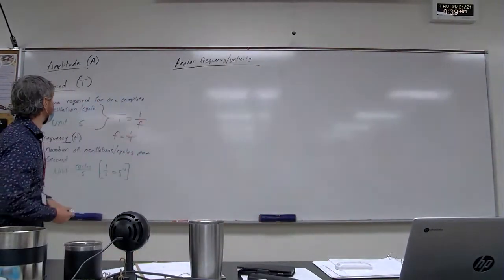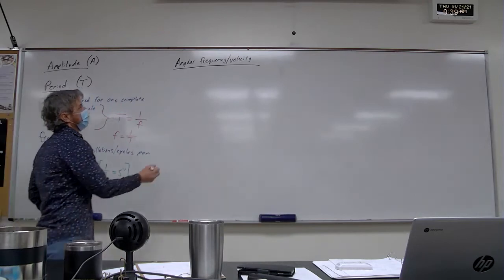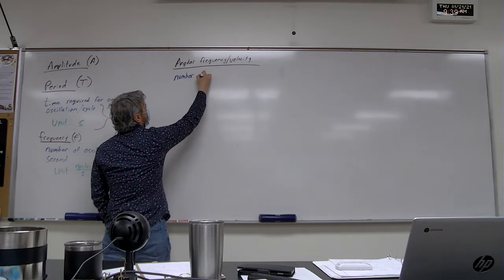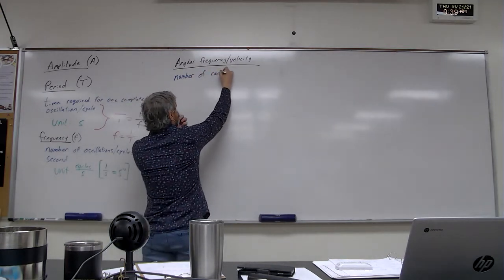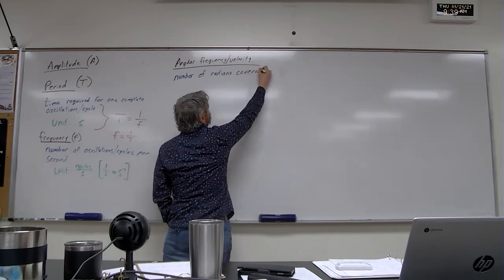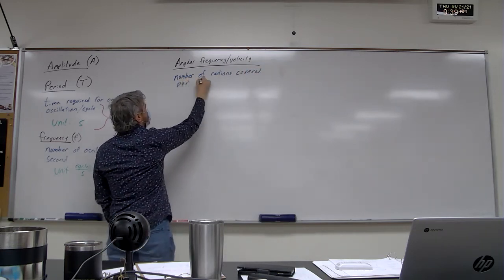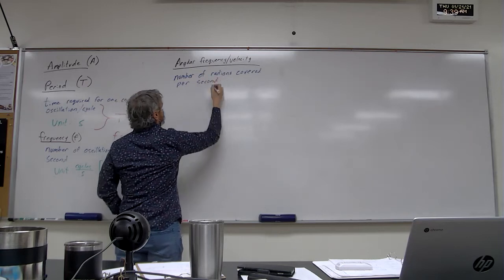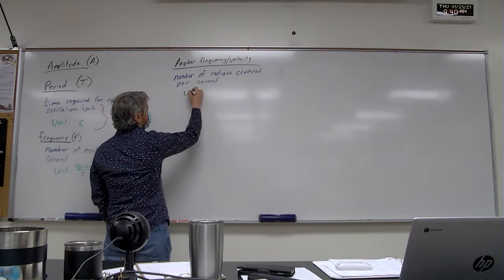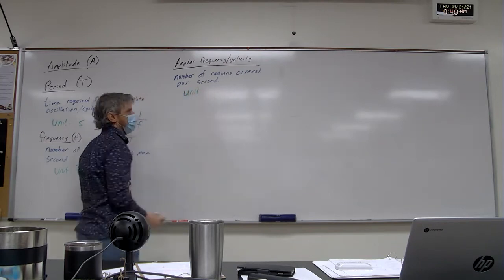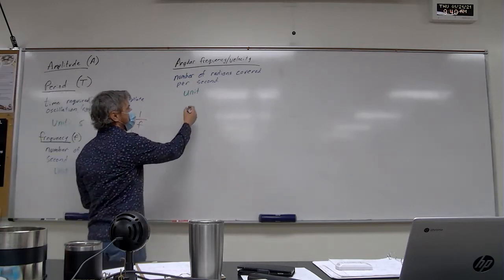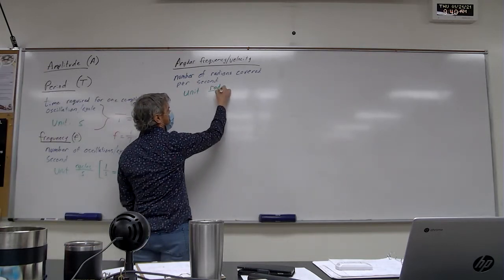Angular frequency. Angular frequency is the number of radians covered or swept out, covered per second. The units are very similar to frequency, but it's angular frequency. And again, if you see angular velocity mentioned, it's the same thing. The unit, instead of cycles per second, is radians per second.